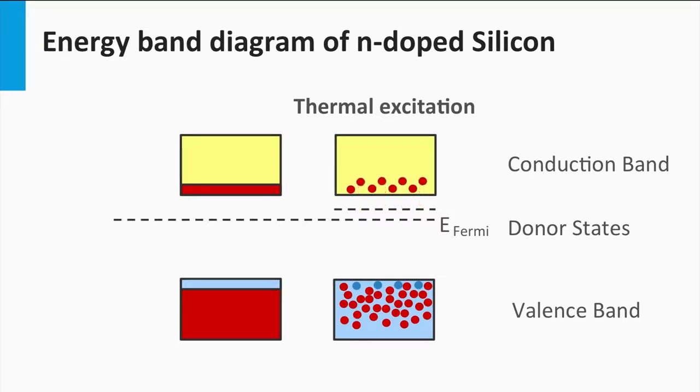At typical room temperatures, many to all of the electrons in the donor states can be excited to the conduction band. As a result, we have more free mobile electrons than mobile holes in an n-type semiconductor. We call the states donor states because they donate an electron to the conduction band. The electrons are the majority charge carriers. The holes are the minority charge carriers. As the electrons are the majority charge carrier, the Fermi level will be closer to the conduction band than to the valence band.